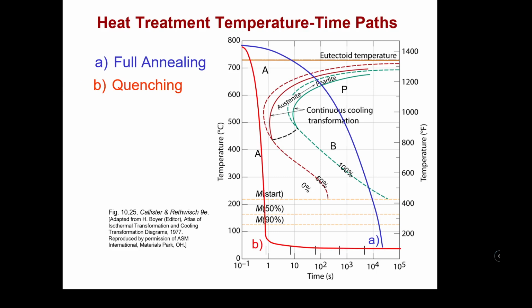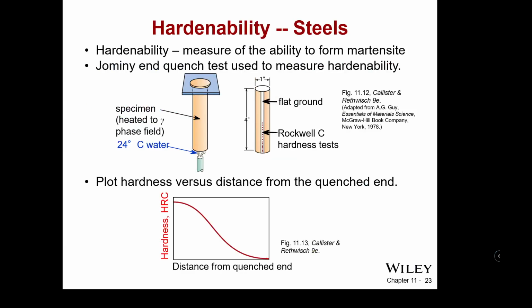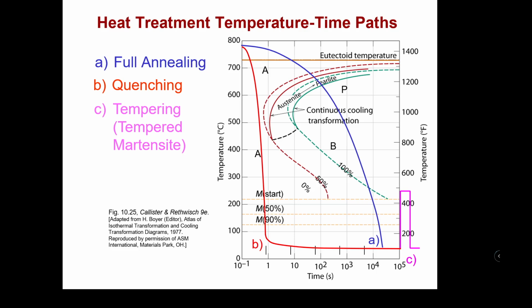Quenching, you rapidly drop the temperature precipitously. Tempering then brings the temperature up for a little while to allow some recrystallization, and then tempering your martensite.